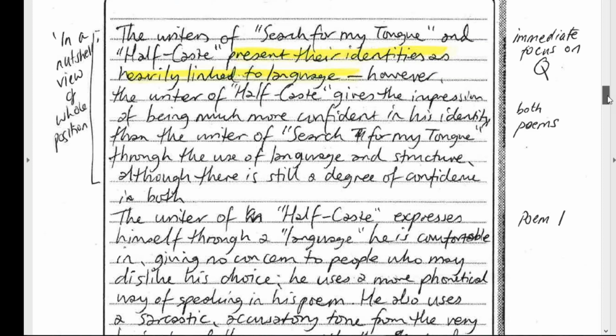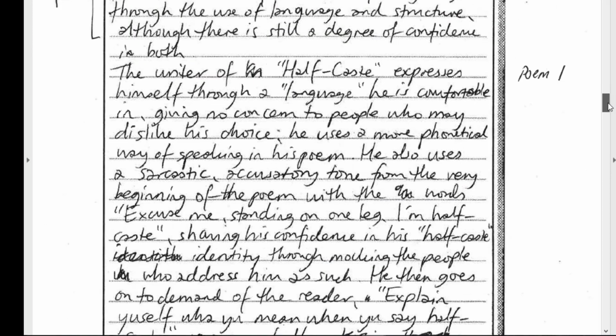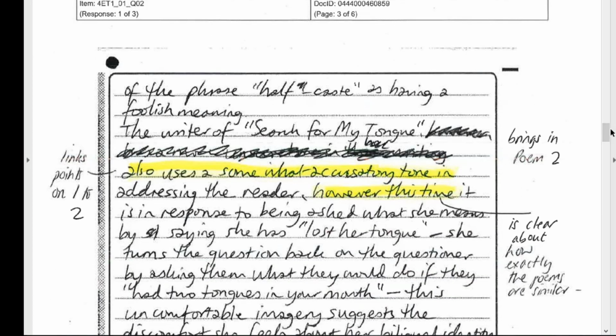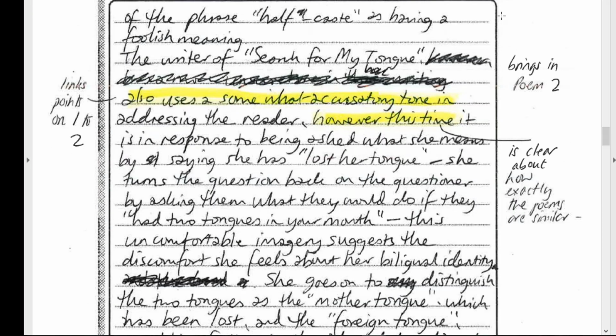They then go on to write something about poem 1, and then they start a new paragraph, and they bring in the second poem. And just through the use of the word also, they link what they're saying into the first text. So the writer of Search for My Tongue also uses a somewhat accusatory tone. So they're moving to the second poem, but they're keeping the link to what they've said about the first poem.